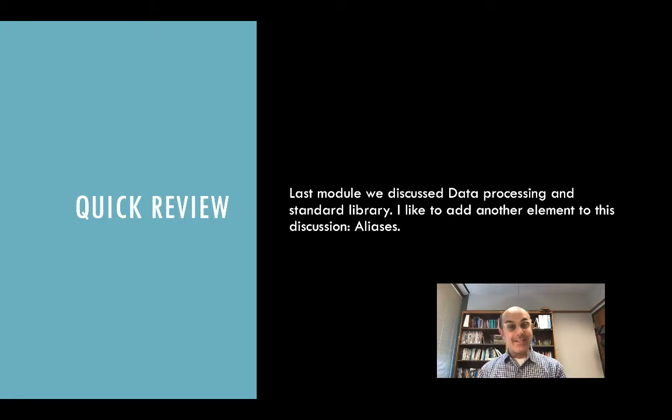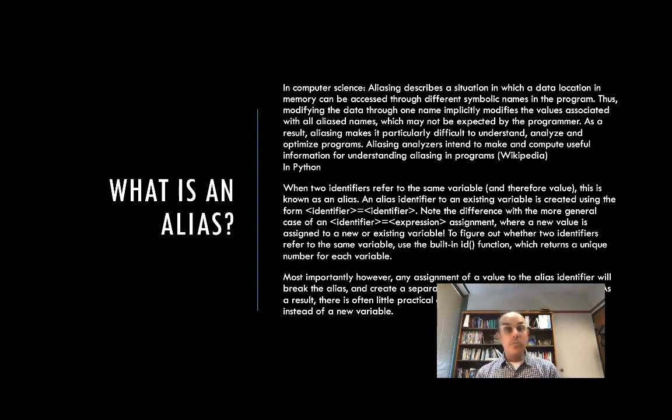So, aliases. What is an alias? In computer science, we often describe a data location in memory that can be accessed through different symbol names in the program. In Python, it's a little bit different. When we have two identifiers that refer to the same variable, that's known as aliasing, which means that an alias is an identifier for an existing variable that was created using another identifier.